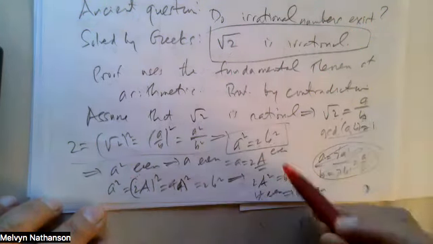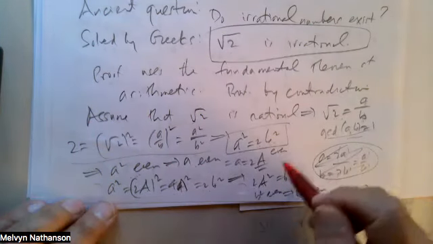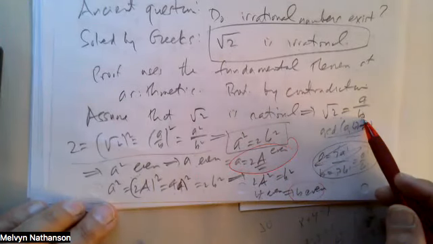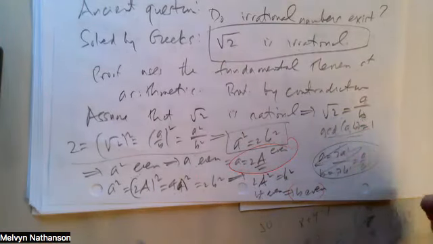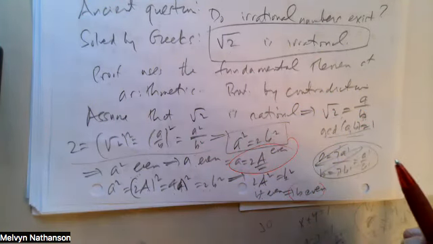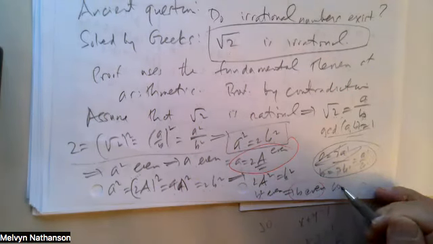And that's a contradiction because I showed that a is even, and now b is even, but I took a and b to be relatively prime. They can't both be even. If they were both even, you could divide out by 2. So contradiction. And that's the proof.